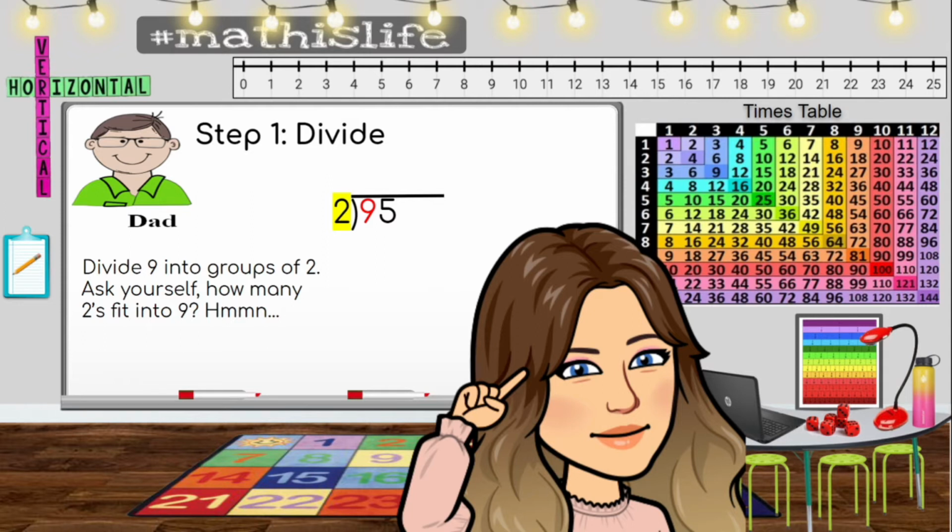And here we see that the 2 times table is skip counting. 2, 4, 6, 8, 10. 10 is way too much. So we're going to go ahead and use the 8. And the other factor that's missing here, 2 times 4 gives you 8. And we're going to write that quotient directly above the number that you just divided into.